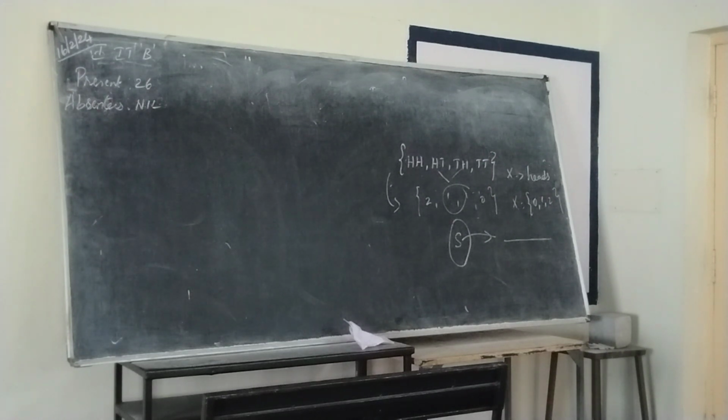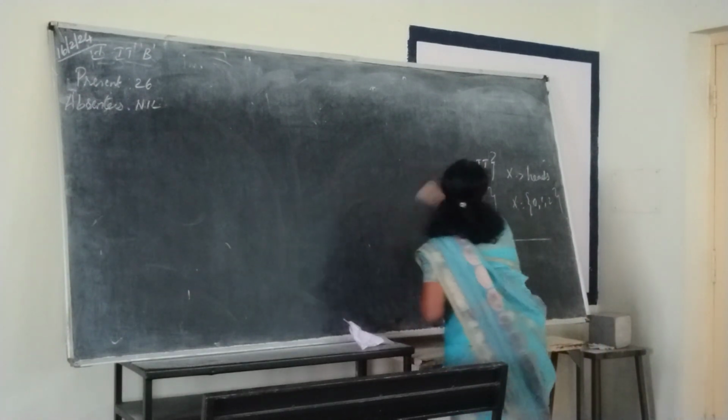Next definition. A one-dimensional random variable is defined as the random variable X which assumes a single value corresponding to each outcome of the experiment.